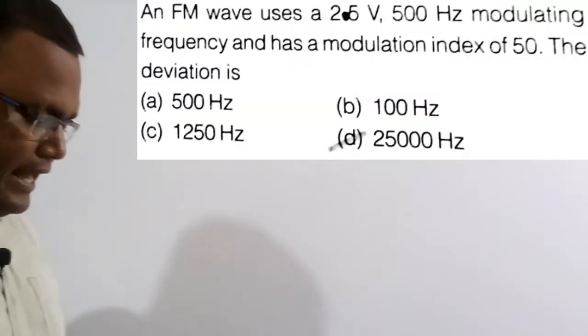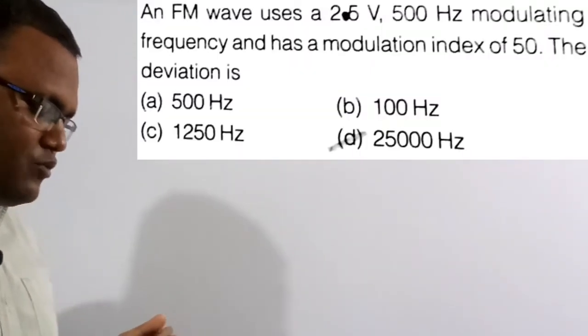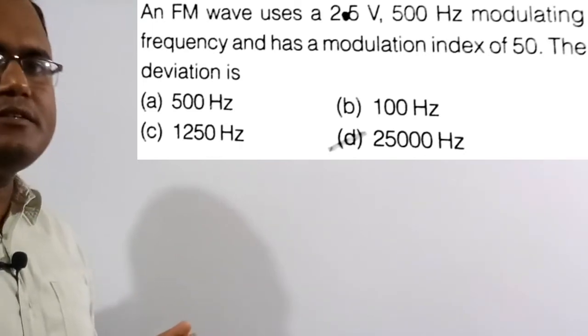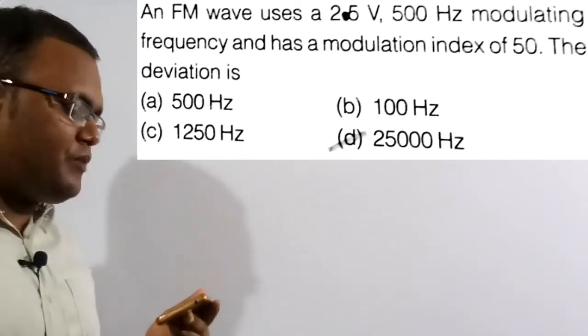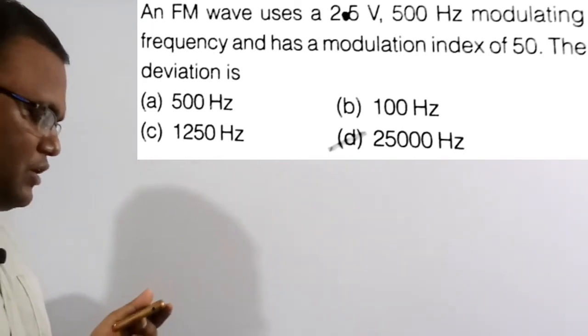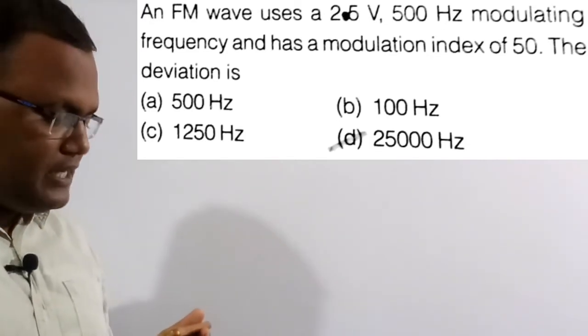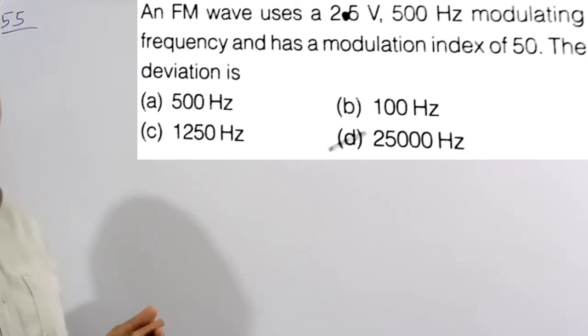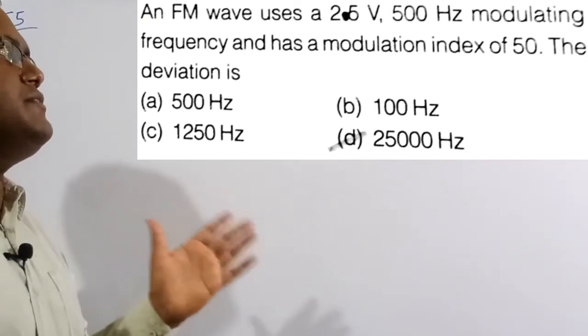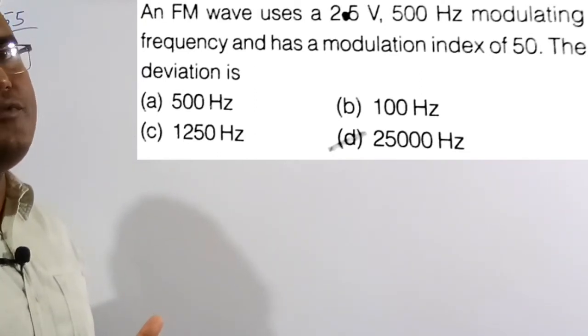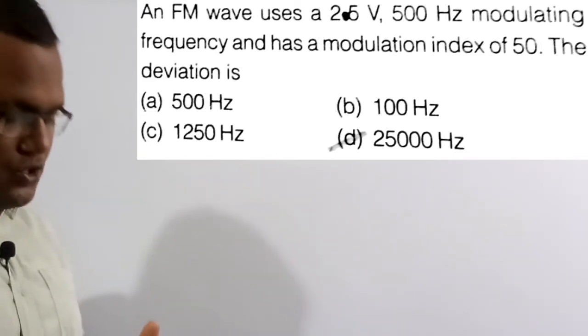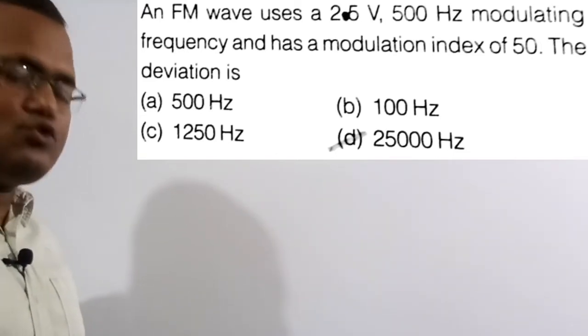See the question here. An FM wave uses a 2.5 volt, 500 hertz modulating frequency, meaning Vm is equal to 2.5 volt and fm is equal to 500 hertz, and has a modulation index of 50. So beta is equal to 50. So we need to find the frequency deviation, meaning delta f. This is nothing but an FM wave. Therefore, out of the four options, option D is the correct solution of this question.